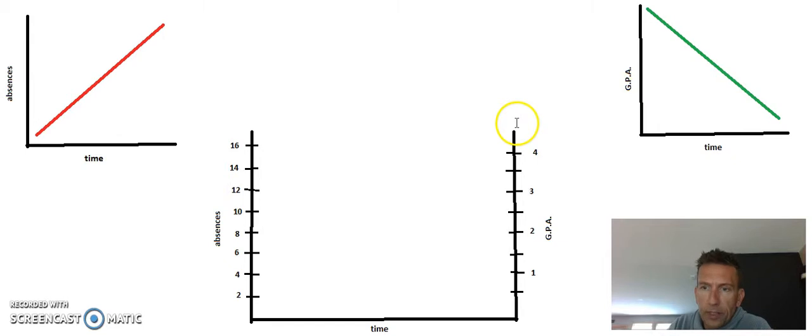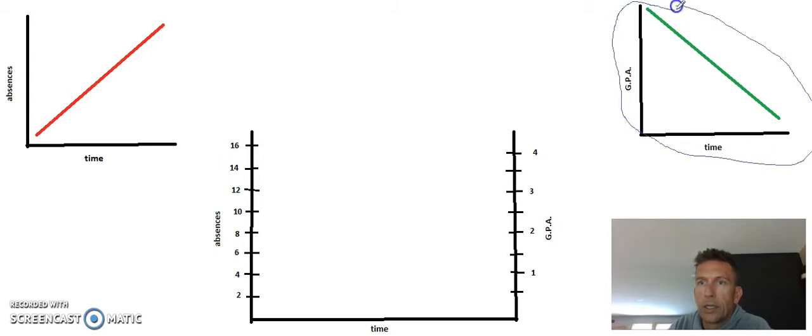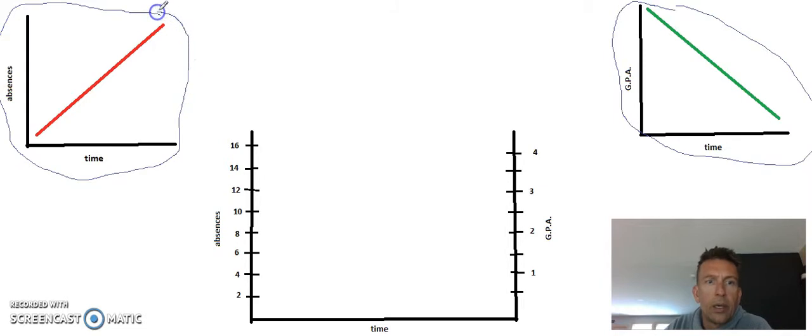So the purpose of a double y-axis graph is to be able to take these two graphs and essentially combine them. So we're going to take this graph here, okay, and we're going to take this graph here, and we're essentially going to combine them. We're going to put them both together as one single graph.